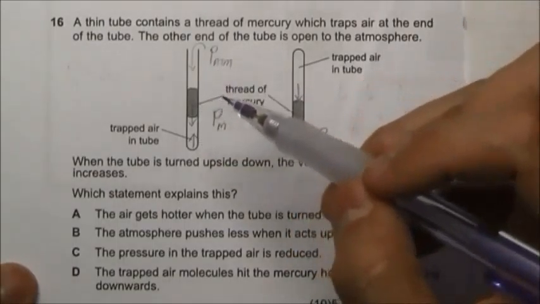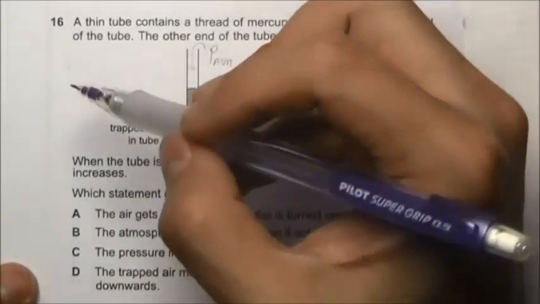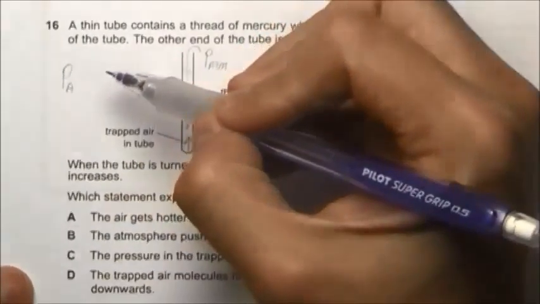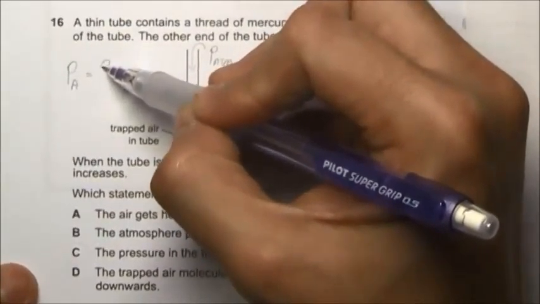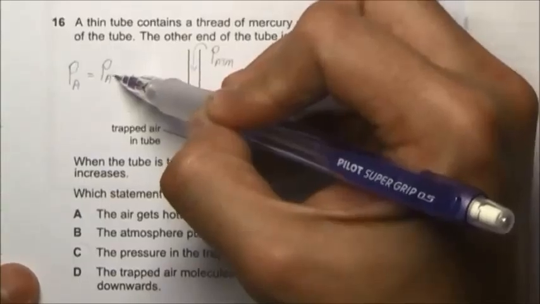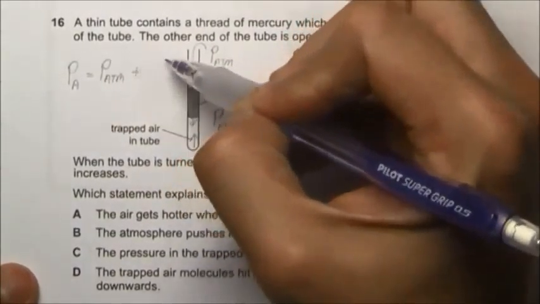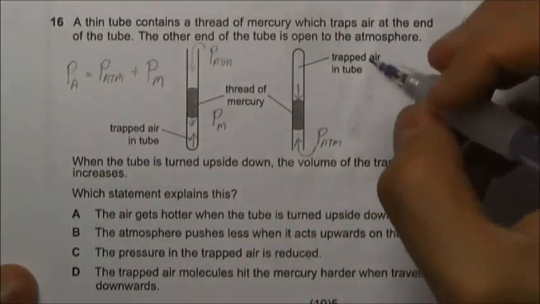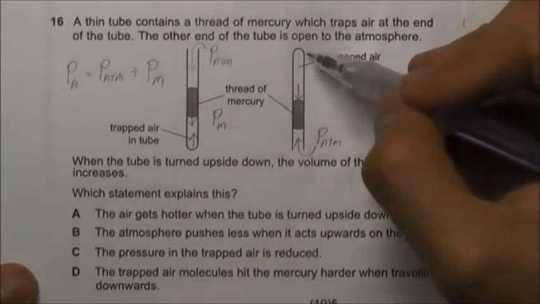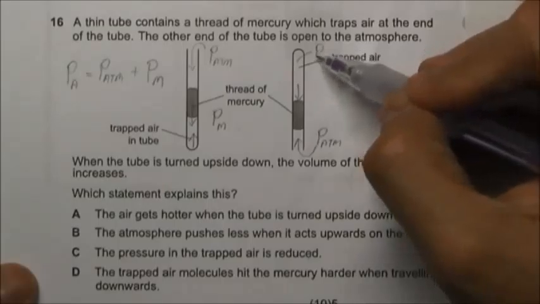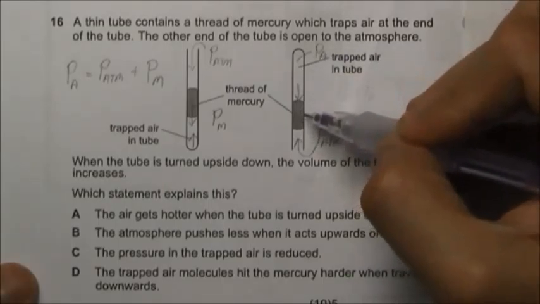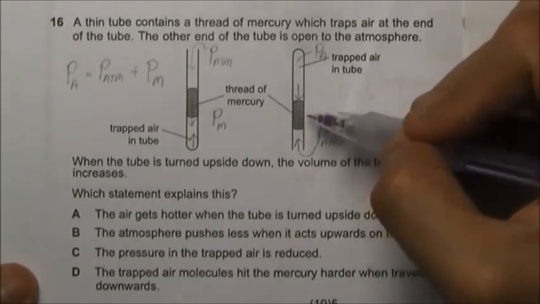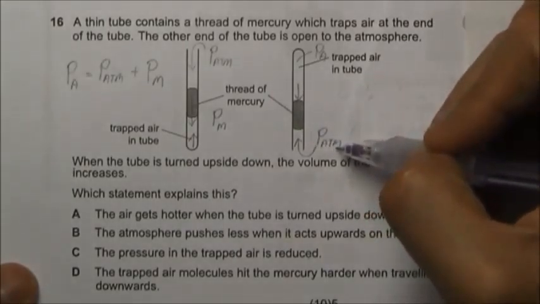and the atmospheric pressure. So we can establish a relationship which is pressure of the trapped air is equal to the pressure of the atmosphere plus the pressure of the mercury. And in scenario 2, the pressure of the trapped air is acting downwards, and the mercury pressure is also acting downwards, and they are opposing the atmospheric pressure.